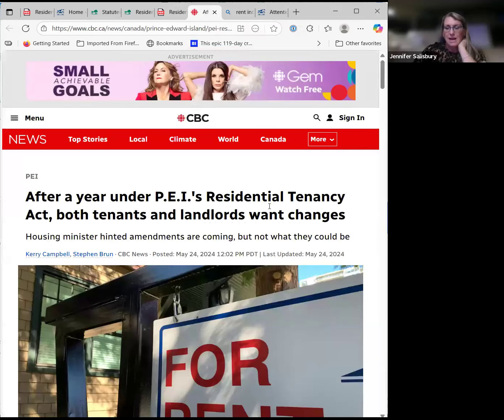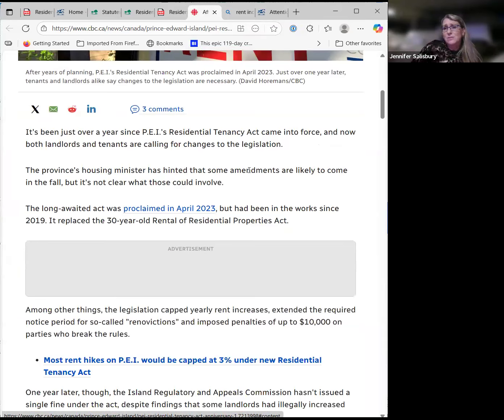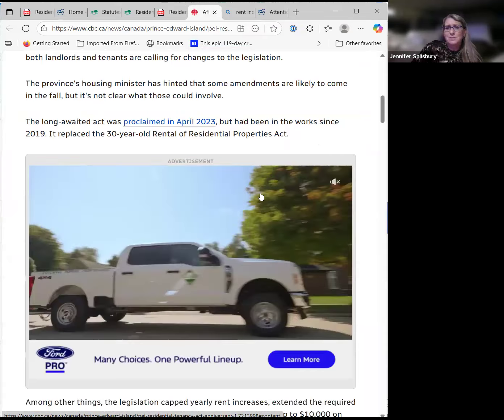This is a CBC article that I found. It was from May of 2024 about the reaction to the PEI Residential Tenancy Act. It says both tenants and landlords want changes. It's about the housing minister talking about how effective the new act is in housing and tenancy. I found this interesting and wanted to give you some context.